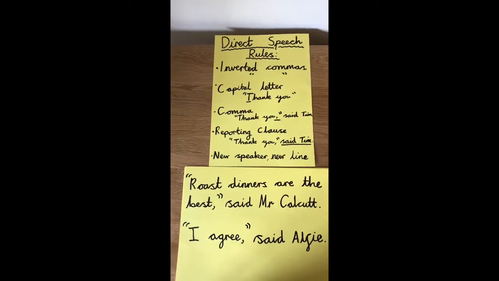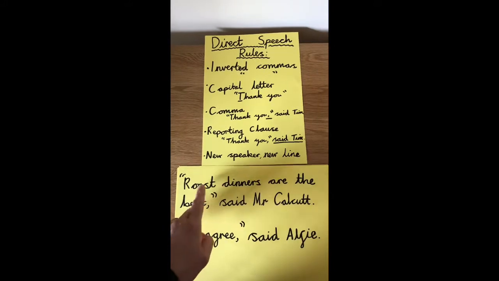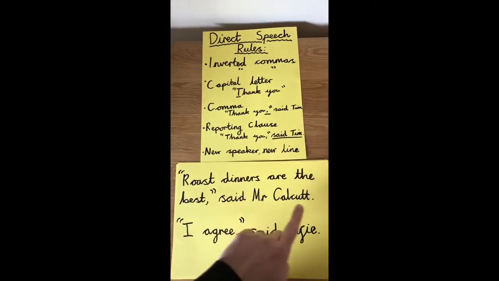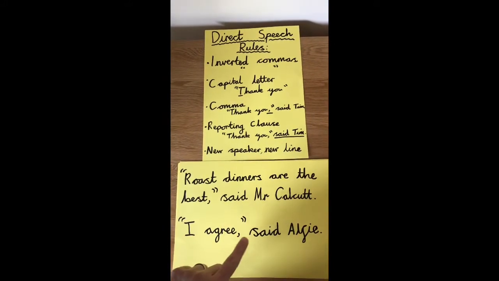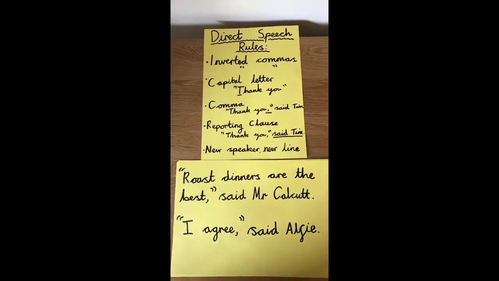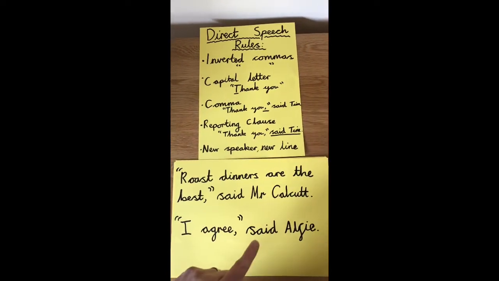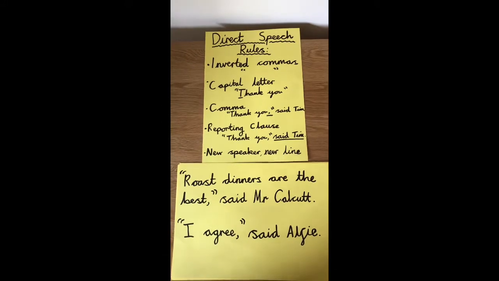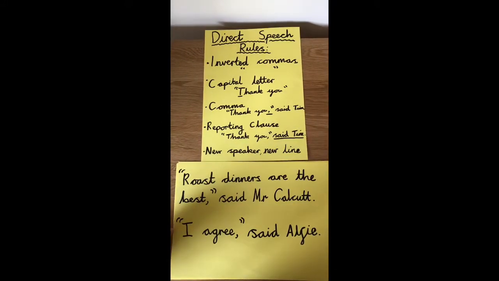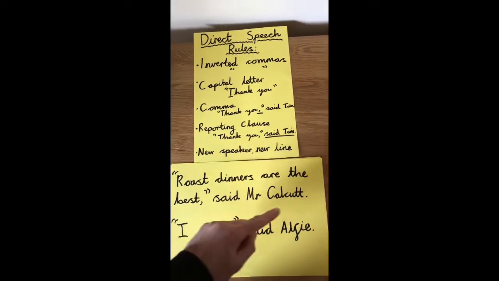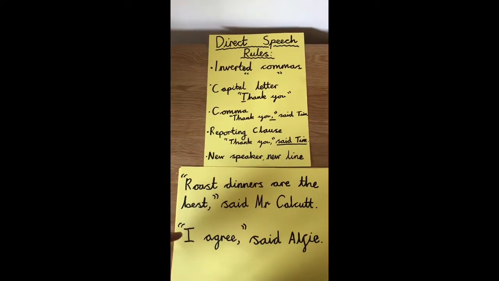We've also got a comma to separate the speech part of the sentence to the reporting clause in both examples. We've got a reporting clause, so said Mr. Calcutt and said Alfie. And we've got a new speaker, so it goes on to a new line. I could have started the I bit up here, but it's a new speaker, new line.